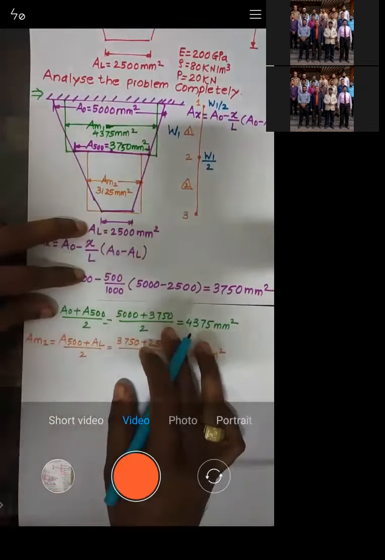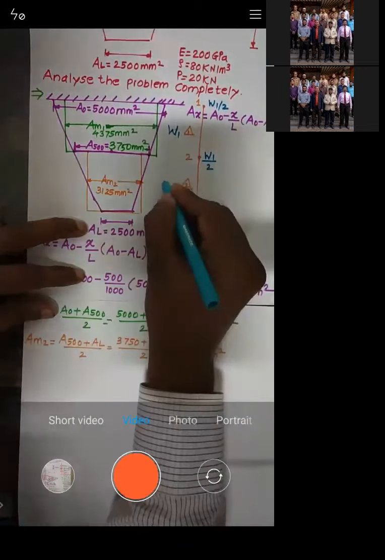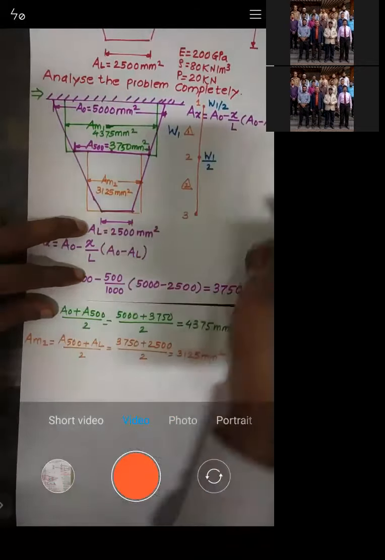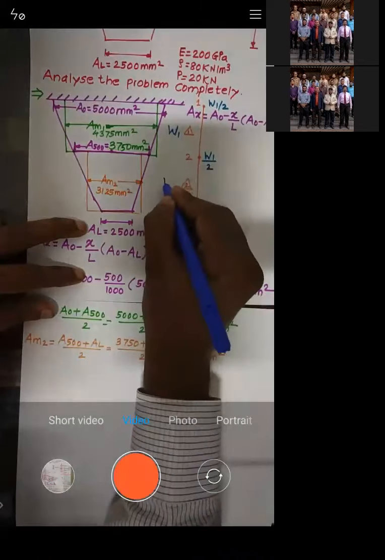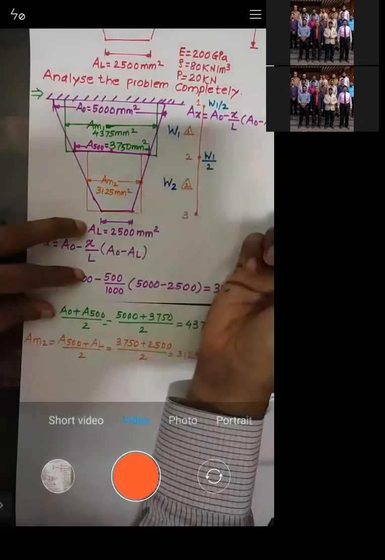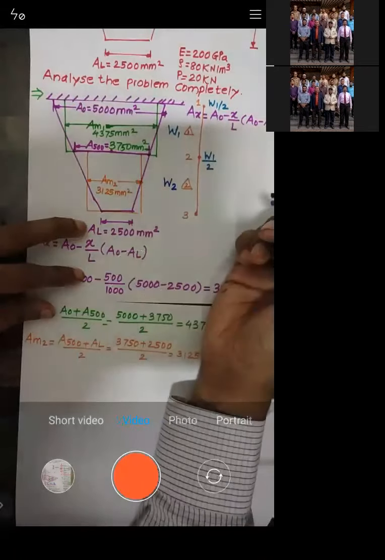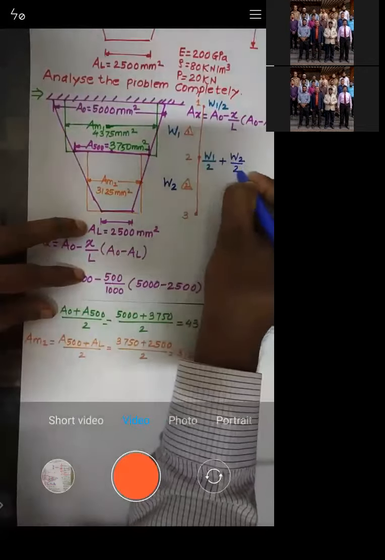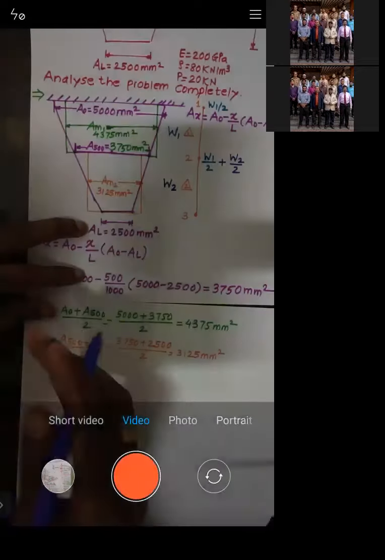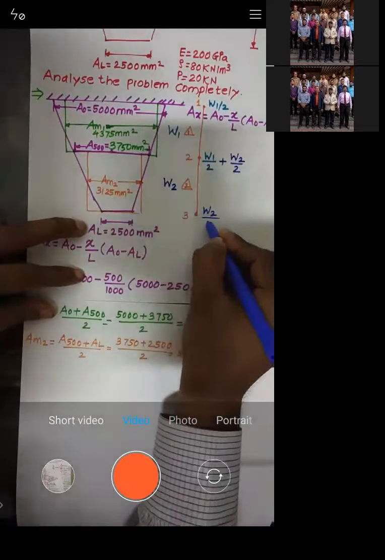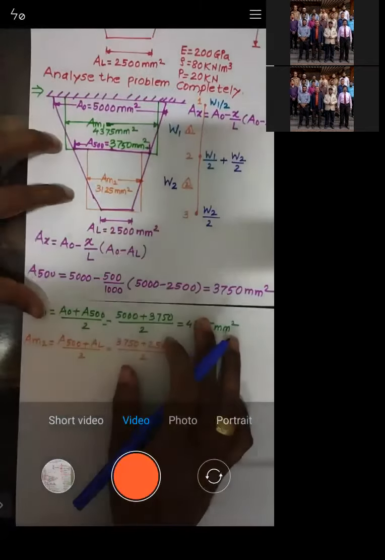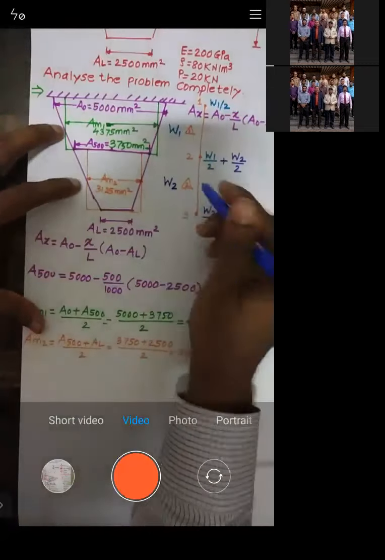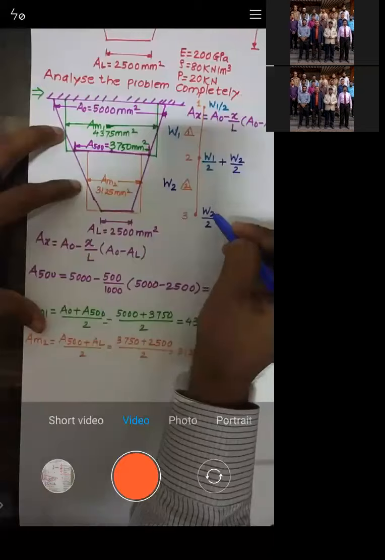Similarly, if W2 is the weight of element number 2, then half of it, that is W2 by 2, will go to node 2, and similarly half of it will go to node 3, right? Out of W1, half will go to node 1, half will go to node 2. Similarly, out of W2, half will go to node 2 and half will go to node 3, right?